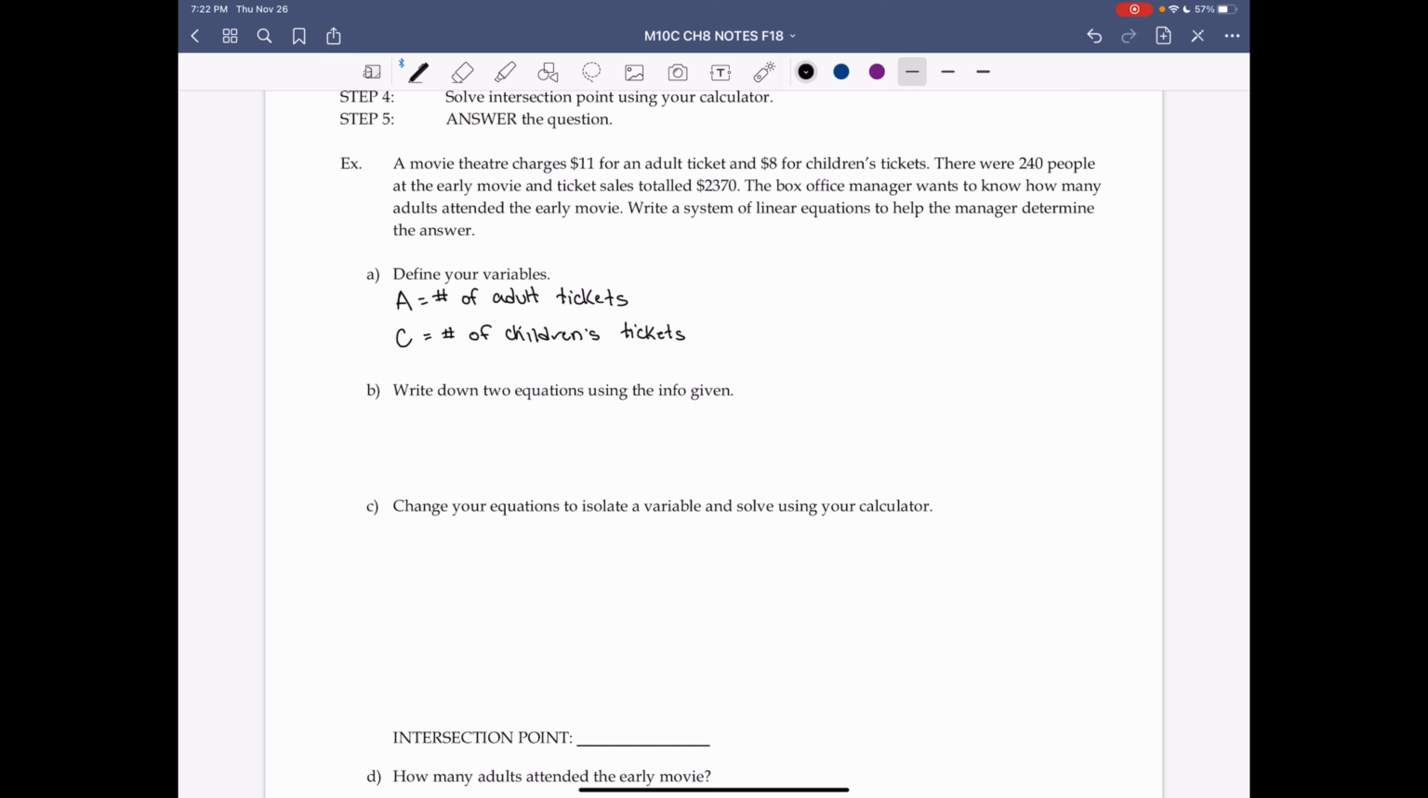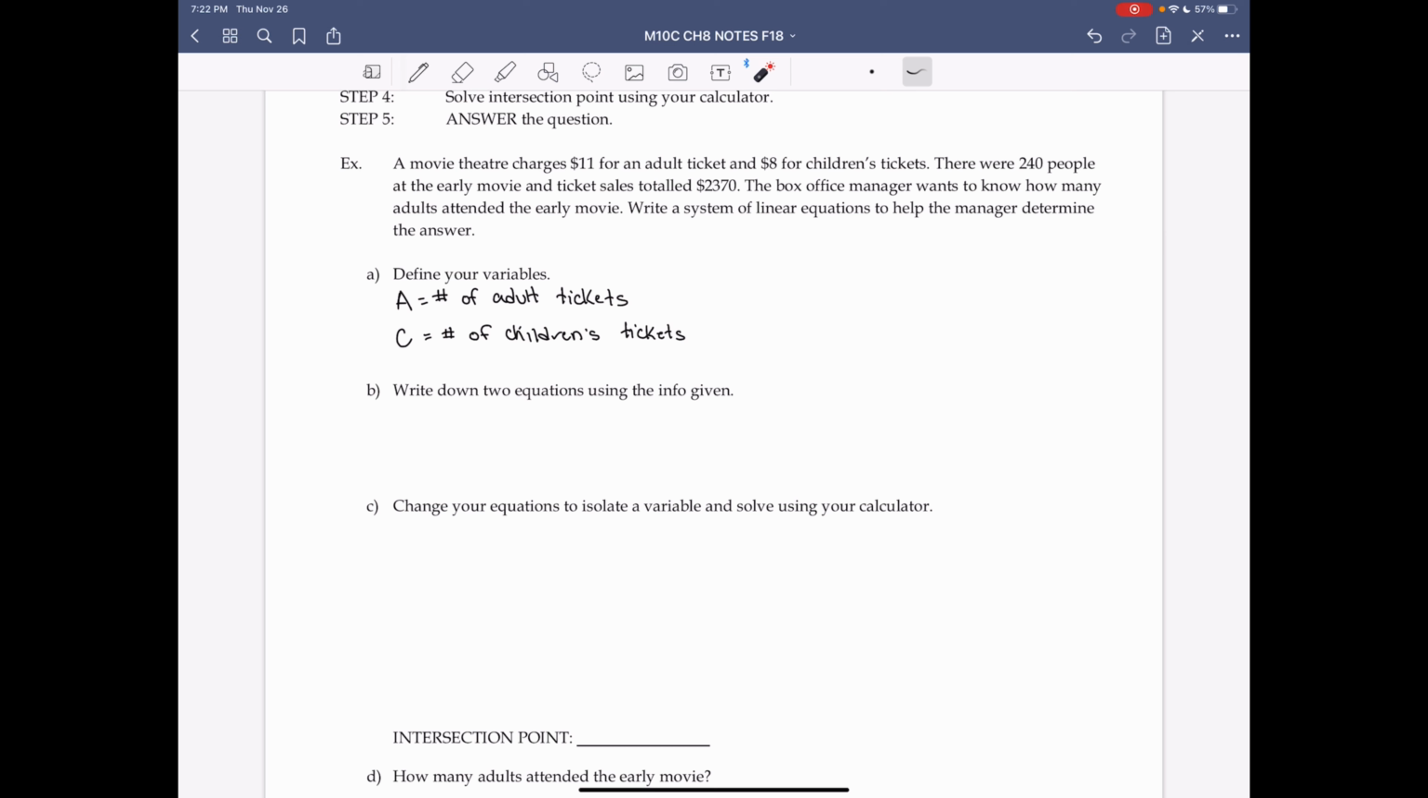B, write down two equations using the info given. So we know a movie theater charges $11 for an adult ticket and $8 for children's tickets. So we know the price of each type of ticket. There were 240 people at the early movie, and ticket sales totaled $2,370. So thinking about our variables, how can we write an equation with our variables and the number 240? There were 240 people at the early movie.